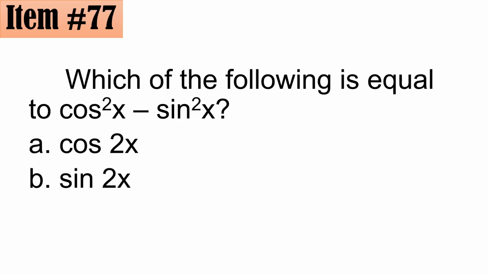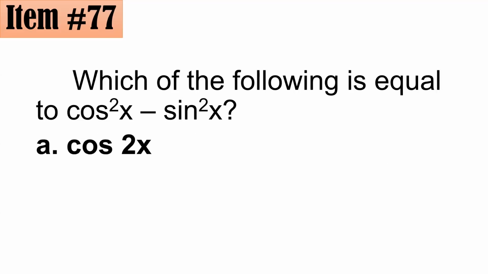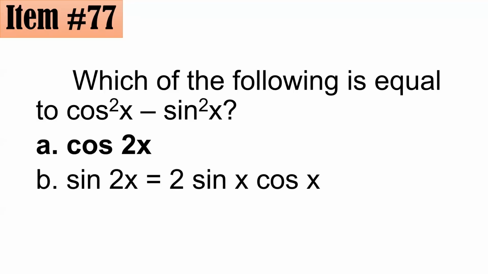Galing. 77. Which of the following is equal to cosine squared x minus sine squared x? Is it A, cosine 2x, or is it B, sine 2x? What do you think? Letter A daw, cosine 2x. And if you answered letter A, you are actually correct. So this is cosine 2x. Yung sine 2x naman po is actually 2 sine x cosine x. Ito po yung mga double angle identities natin. Letter A. Good job, everyone.